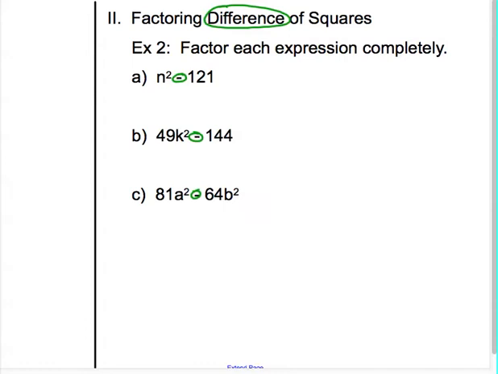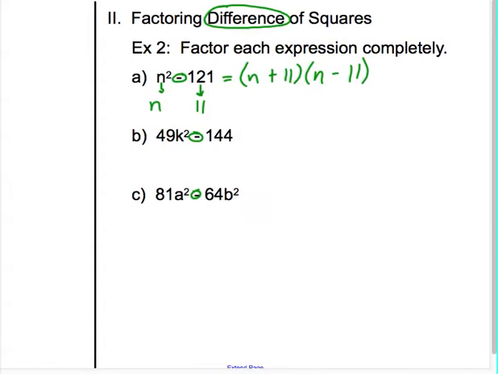So first thing we do is find the square root of the first term. The square root of n squared is n, and the square root of 121 is 11. So these are the two pieces that will go in my conjugates. We'll have n plus 11 and n minus 11 in either order.